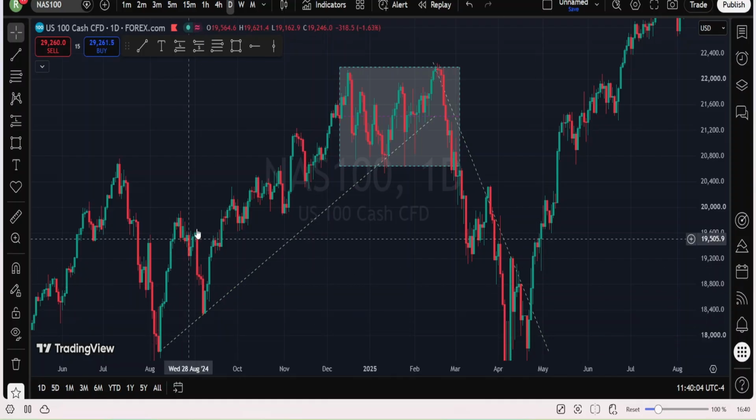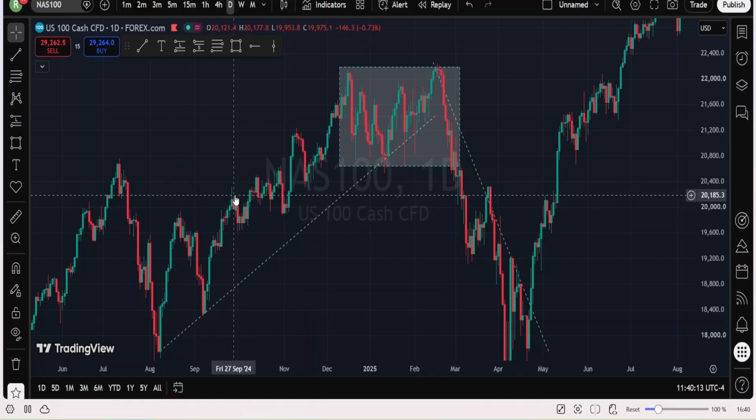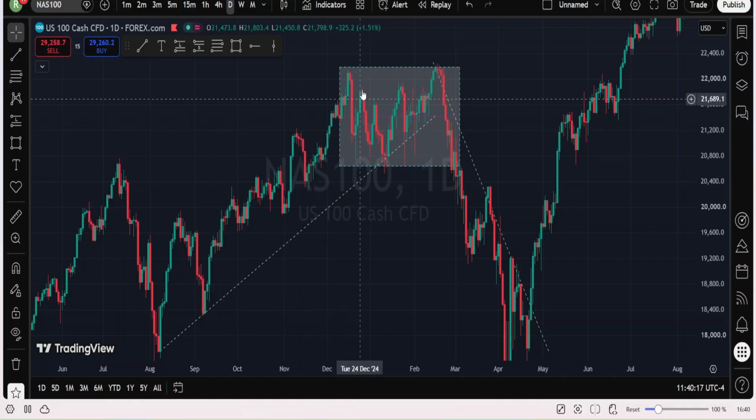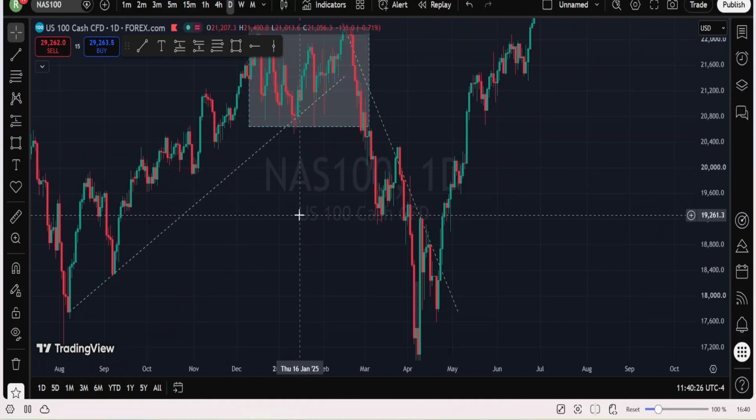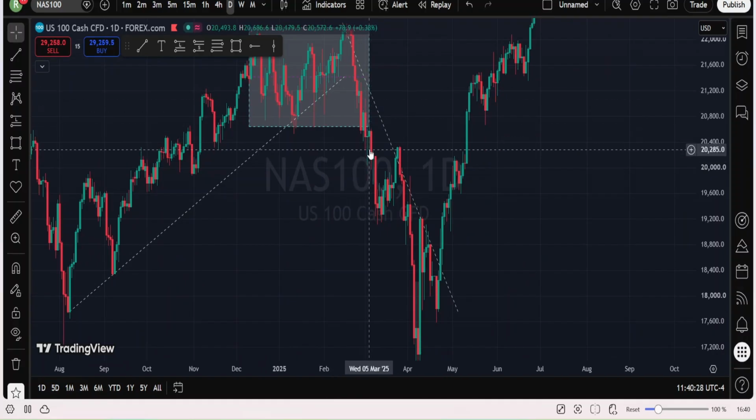There's an uptrend when the market is in a continuation of making higher highs. This high is higher than this one, which is higher than this one, which is higher than this one, which is higher than this one. When the market is ranging, that means there is no clear direction, whether the market is going up or going down. Then when we're in a downtrend, that means the market is making lower lows.